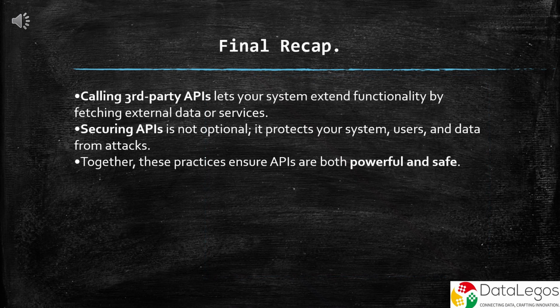To wrap up, calling third-party APIs allows your system to extend its functionality by using external services. At the same time, securing your API is not optional, it is essential to protect your system, users, and data from attacks. Together, these two practices ensure that your APIs are both powerful and safe.